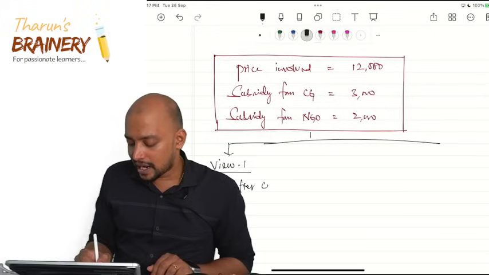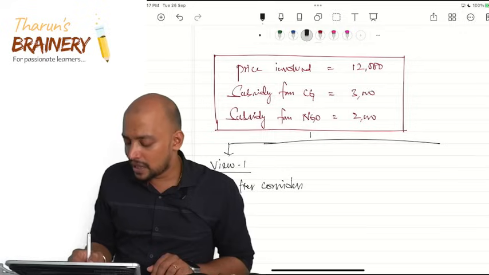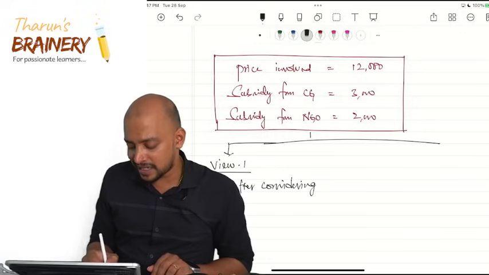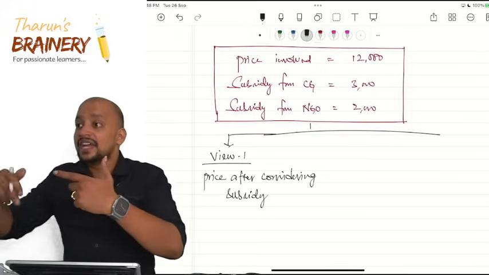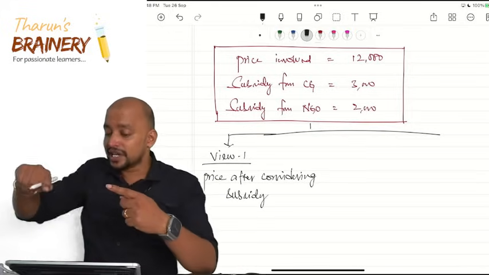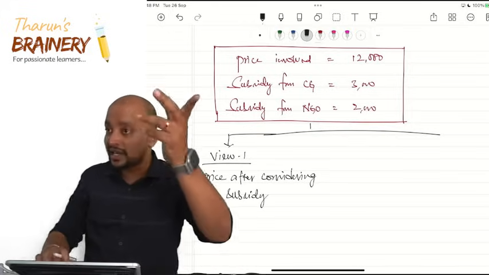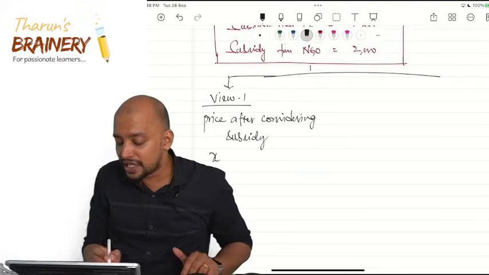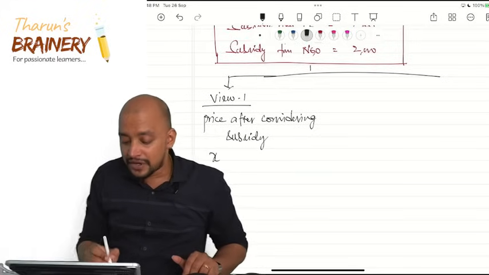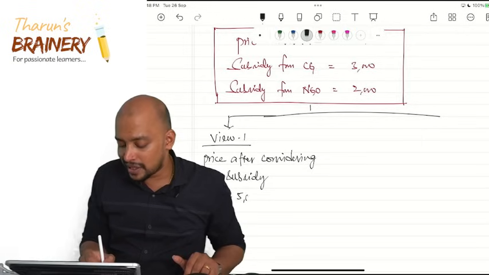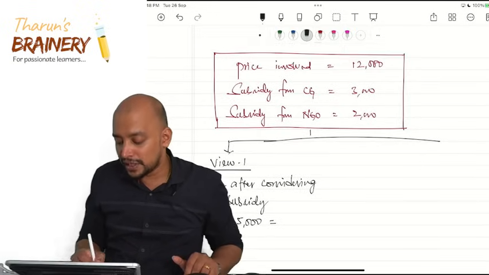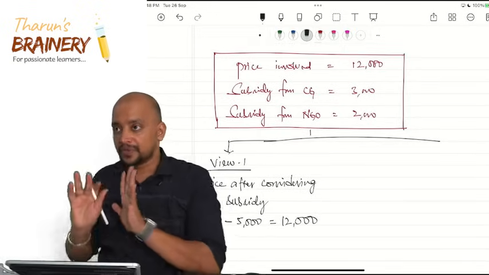Suppose if you take view 1, price after considering subsidy. What does it mean? Price after considering subsidy means this 12,000 rupees we arrived after reducing 3,000 and 2,000, means there is some X as the original price. From that X we reduced 3,000 and 2,000, that is 5,000, and we got 12,000 rupees. This is view 1.